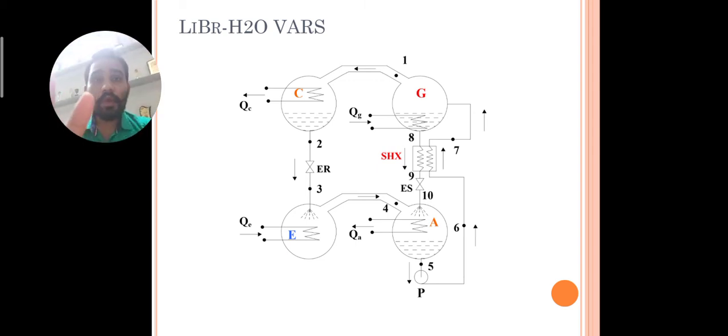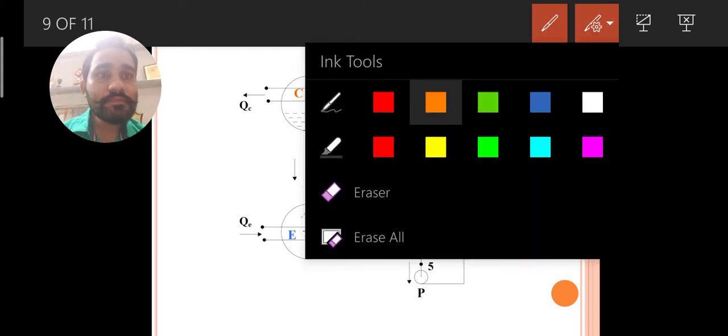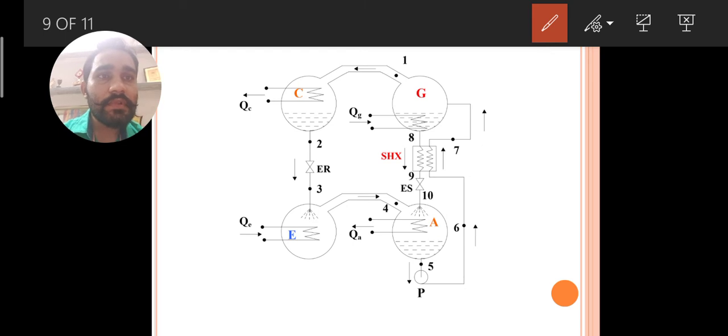So until now we have studied the refrigerator based on NH3 and H2O as refrigerant and absorbent. Now here we are talking about the lithium bromide and H2O based vapor absorption refrigeration system, in which we are using lithium bromide as absorbent and water as a refrigerant. The working is almost the same. Here we have an extra heat exchanger between generator and absorber. The other things will remain the same.